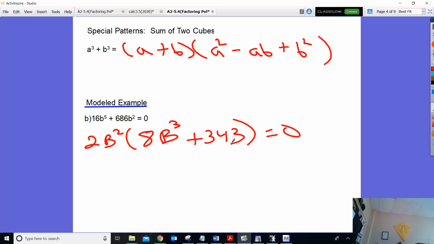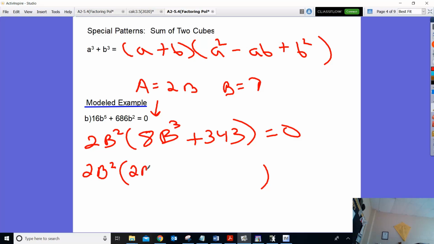And we do have an equal sign, so apparently we're solving here too. But this piece stays out front. It doesn't go anywhere. And now we factor this guy. We're going to use that formula up there, but you have to tell me what A is. A is whatever you cube to become 8b cubed. 2b. A is whatever you cube to become 343. 7. I need a bigger set of parentheses here, but the first piece is 2b plus 7.